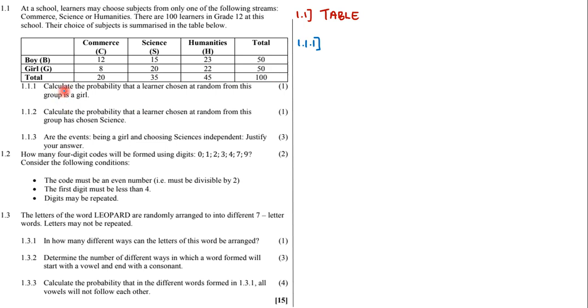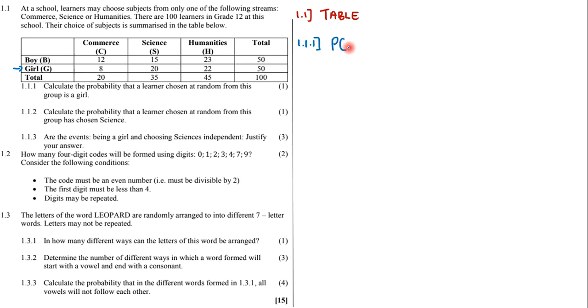All right, so the first question says calculate the probability that a learner chosen at random from this school, or from this group, is a girl. So we're looking for the probability that the learner chosen is a girl. Now, how do we calculate that? To use the table, we need to find where we see the word girl. In this case, this is where girl is. Here there are 8 girls doing commerce, 20 girls doing science, and 22 girls doing humanities, but in total there are 50 girls.